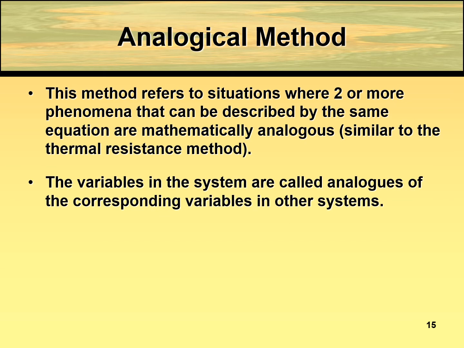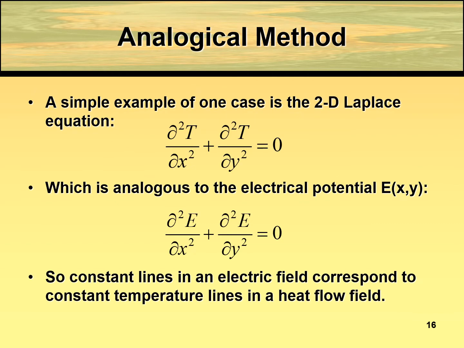You also have the analogical method, right? Situations where two or more phenomena that can be described by the same equations are mathematically analogous, right? So here you have what we call the thermal resistance method. Here what you are doing is using your 2D Laplace equation and making it analogous to the electrical potential equation. So you can see that they are basically the same, but here you are talking about temperature, here you are talking about electrical potential or electrical field, right? So you can use this analogical method to solve problems in thermal engineering or heat transfer, right?